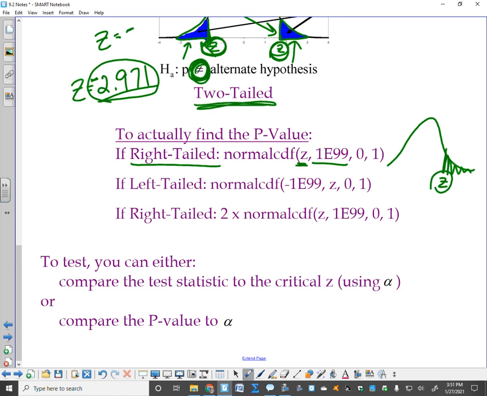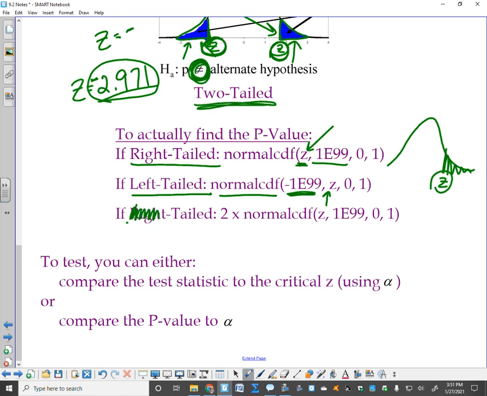So you are finding this z with that formula up above. That number is going to go right there. And then you're going to infinity, 0, 1. If you're left-tailed, you're going to normal CDF from negative infinity to your z, which is negative, comma 0, comma 1.